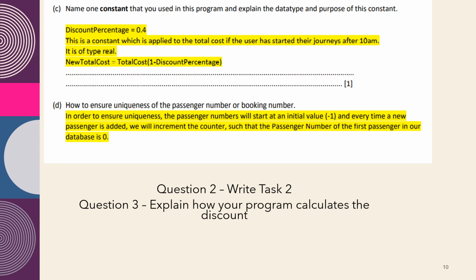And most likely question 2 in the pre-release will be to write task 2. Question 3 will be to describe how your program calculates the discount in task 3. So I've summarized the entire pre-release material.